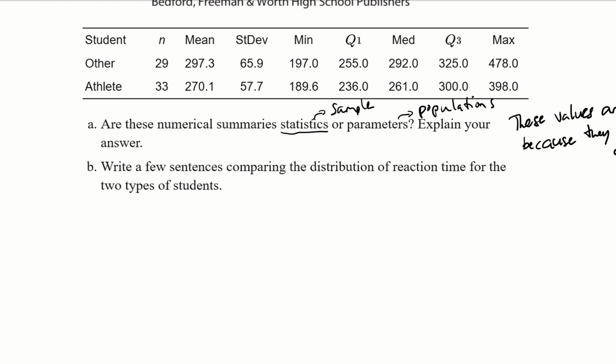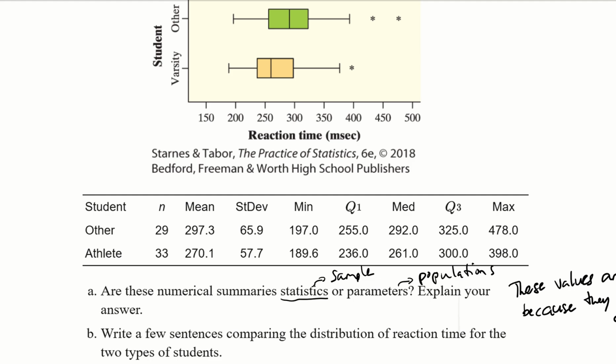Remember, when you are comparing distributions, you need to use SOCS, okay? Talk about the shape. Compare the shapes. Compare the outliers. Compare the centers. Compare the spreads, right? So you need to use SOCS. So we're going to be comparing using SOCS here. All right? So shape. Let's look at the athlete group.